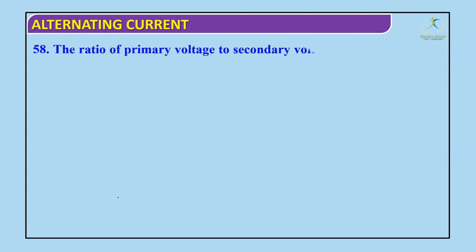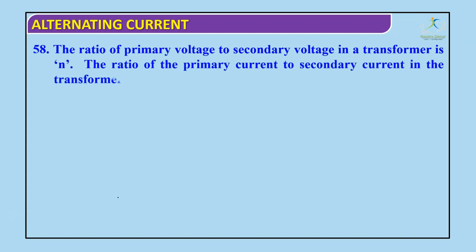Next question we have, the ratio of the primary voltage to the secondary voltage in the transformer is N. The ratio of the primary current to the secondary current in the transformer is N, 1 by N, N square, or 1 by N square. The correct answer for this question is 1 by N.